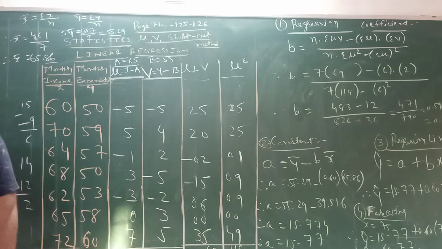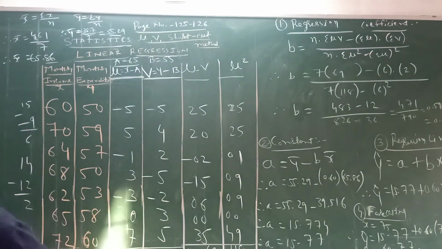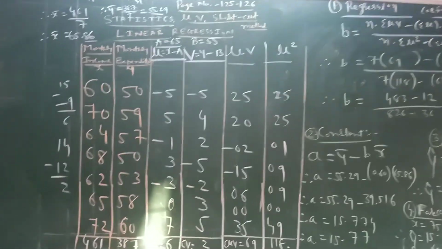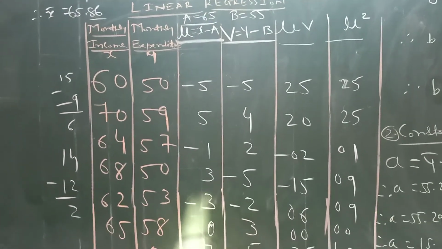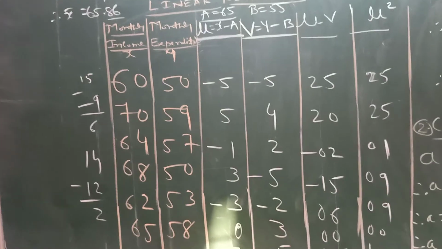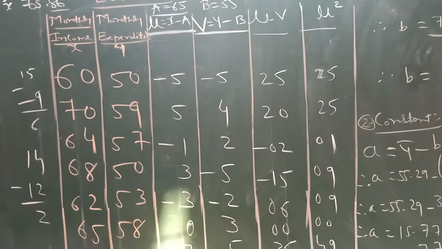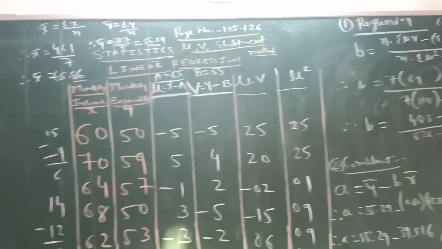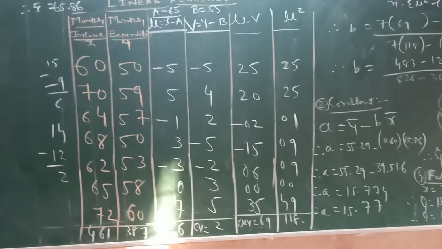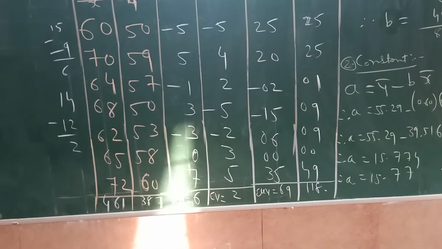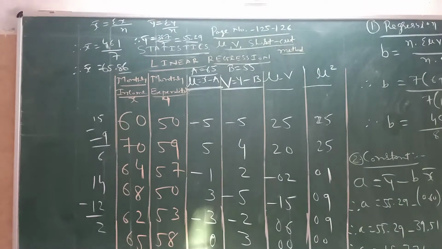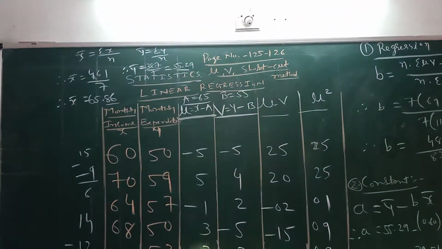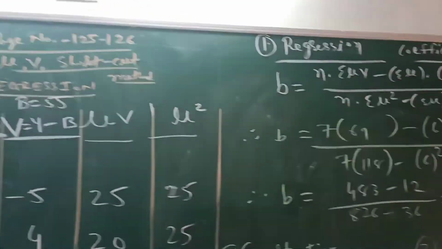So a fast recap. All the digits are not divisible, so we are not applying the division here. This is the UV method or shortcut method. Page number 125, 126. 2 columns, monthly income and expenditure, are given. We prepare additional 4 columns: U, V, UV and U square. No need to prepare the V square column. U and V are obtained by subtracting 65 and 55 from all the digits.